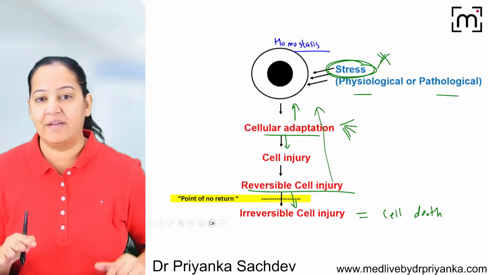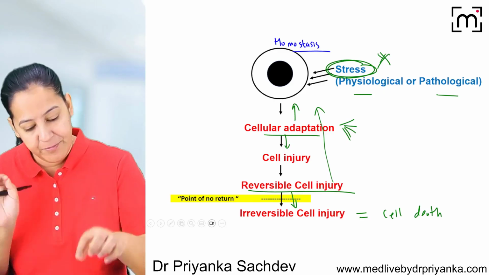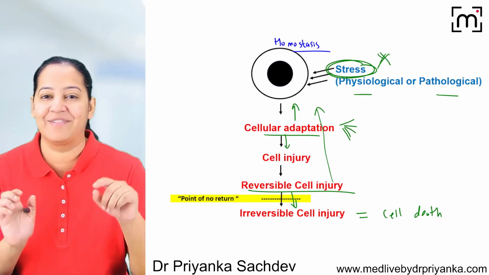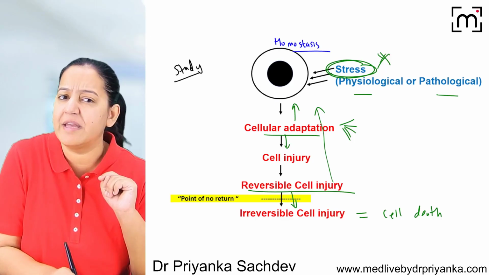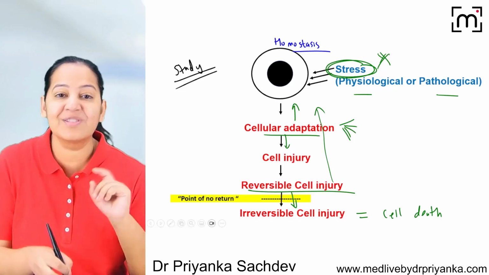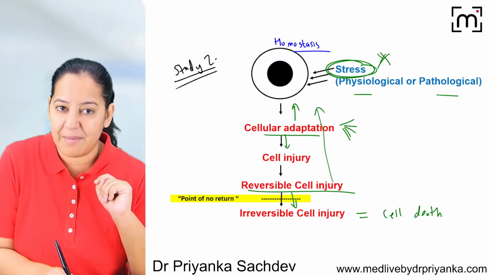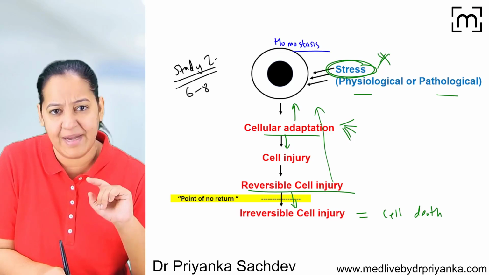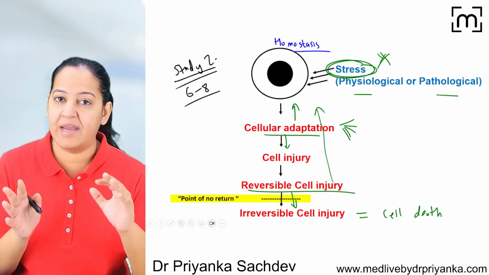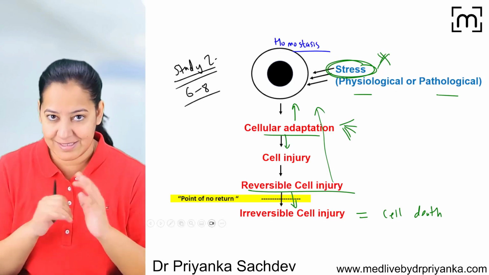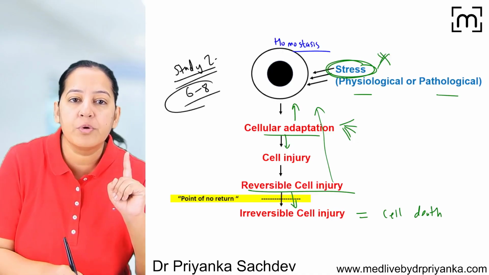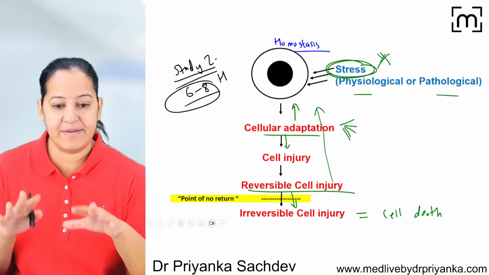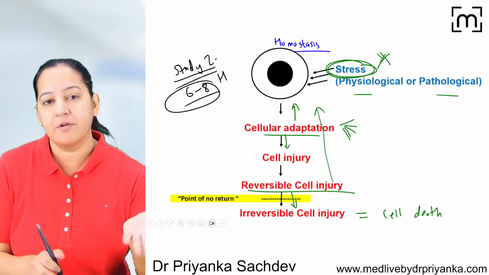Now, to understand it better, let me give you a beautiful example. Let me ask you a question. How many hours do you study normally? Some students will say, ma'am, 6 hours, some 7 hours, some 8 hours. So maybe 6 to 8 or 9 hours routinely a medical student is studying. This is your homeostasis. You are studying for 6 to 8 hours daily.